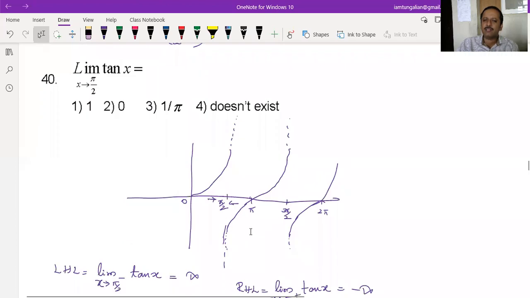This is evident from the graph also. When x approaches pi by 2 from the left side, tan x will go up to infinity. When x approaches pi by 2 from the right side, tan x will go down to minus infinity. Left hand limit means less than pi by 2, which is the first quadrant, so positive. For the right hand limit, you are talking about the second quadrant, where tan x is negative, hence it is tending to minus infinity.